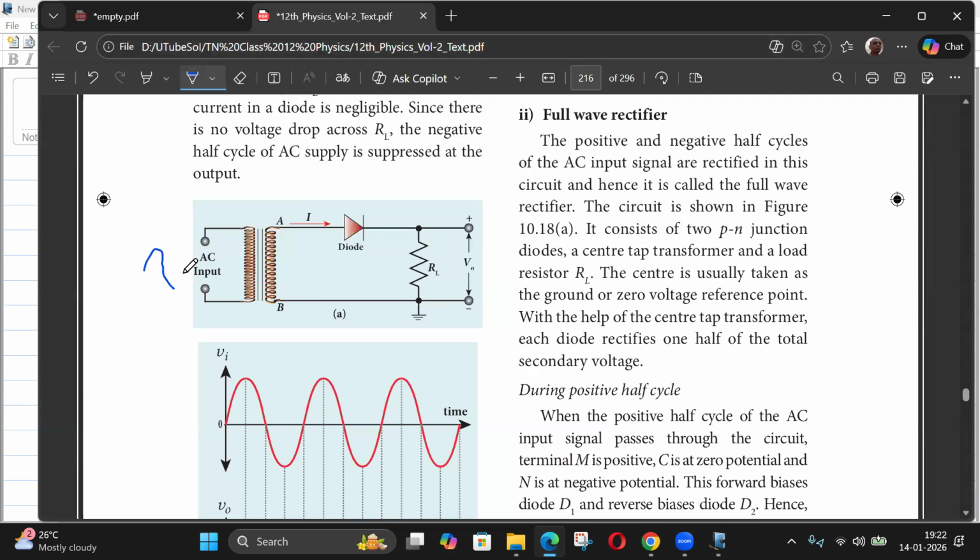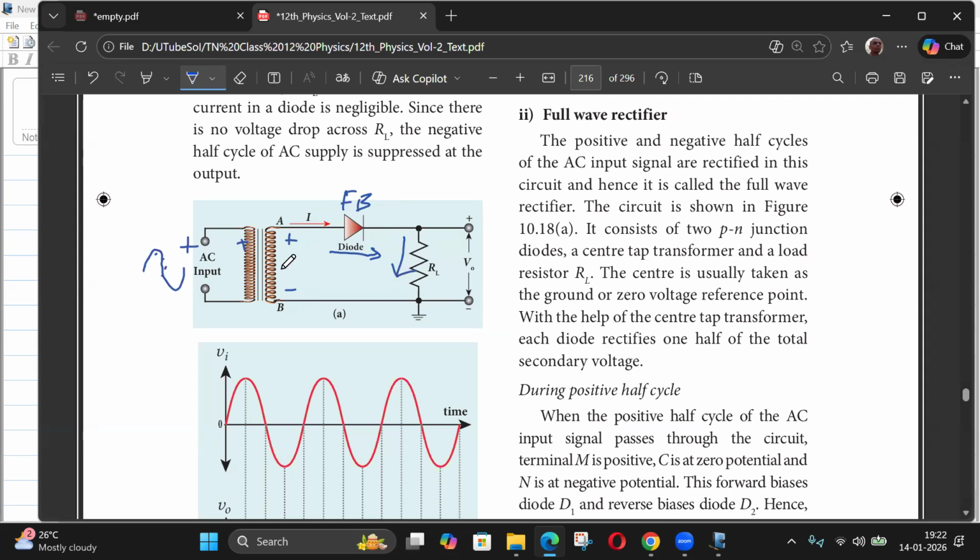it will be like this. So for these values, it will be positive, depending on the winding. Assume the winding is done such that when this is positive, this is also positive. So for one half, this will be positive, this will be negative. So at that time this diode will be forward biased, with almost zero resistance, so full current will come here.